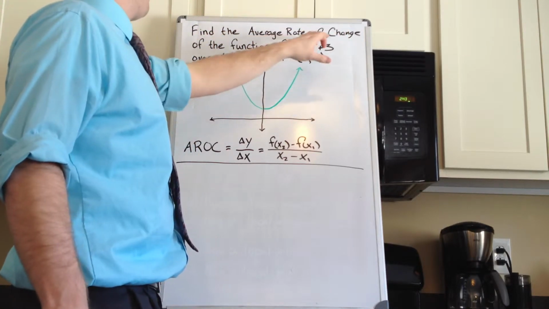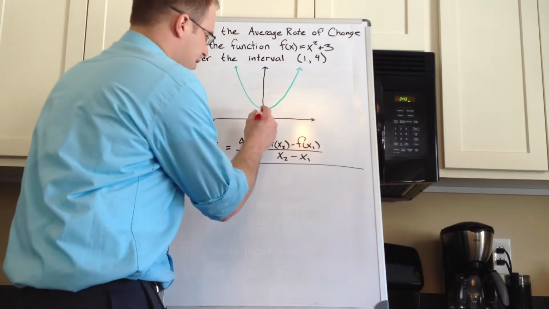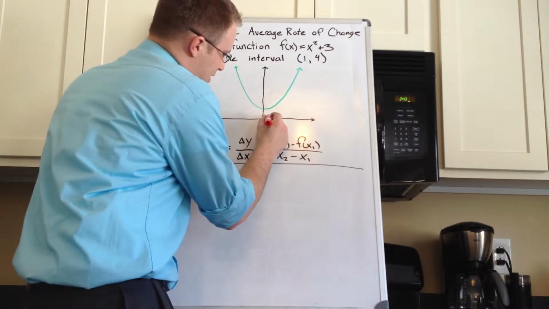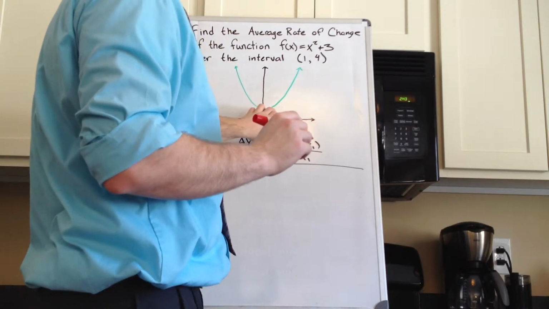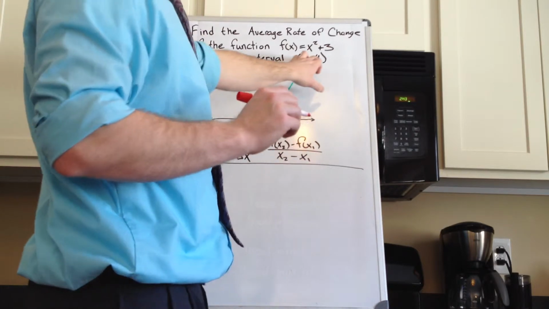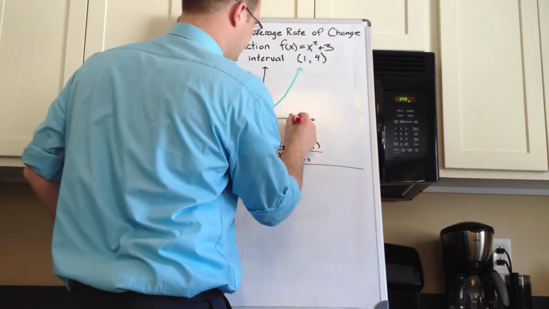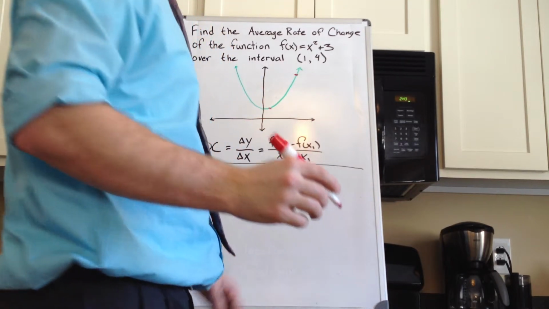If we're trying to find the average rate of change over the interval from 1 to 4, we're going to find where x equals 1, and figure out what y is. So then we'll have x1 and f of x1. And then where x equals 4, maybe over here, we'll figure out what y is. Then we'll have two ordered pairs and we're really finding the slope.